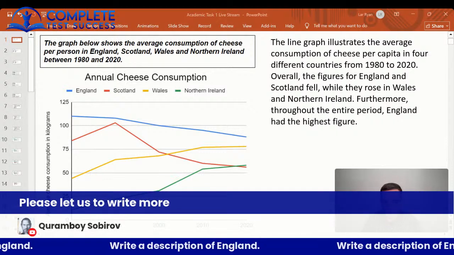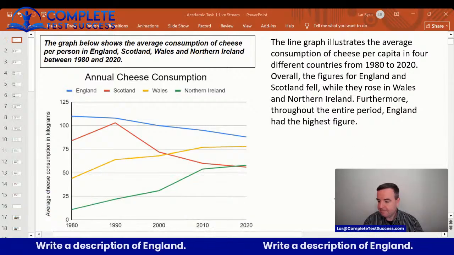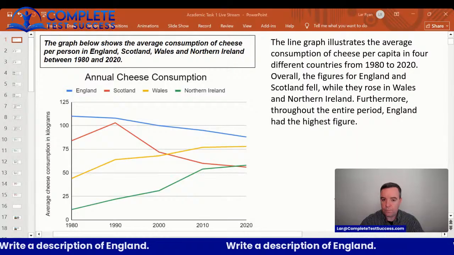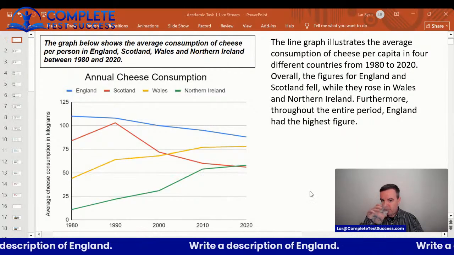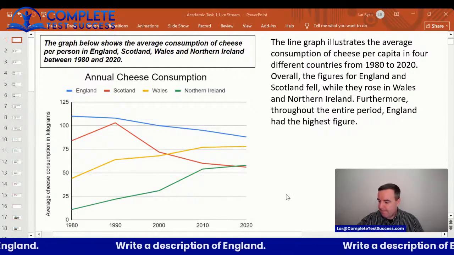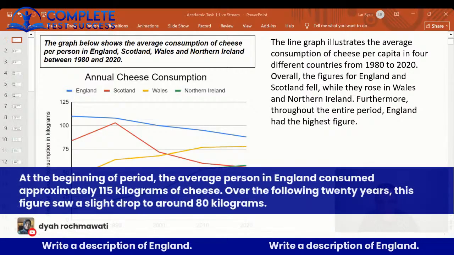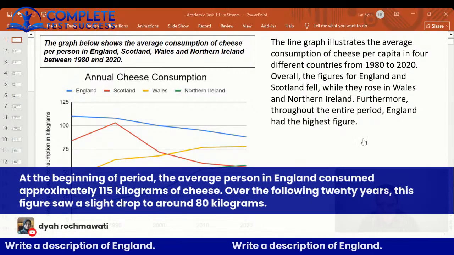Please let us write more. Yeah, go ahead. So we're looking for the description of England. Okay, so Dia has a description for England here.